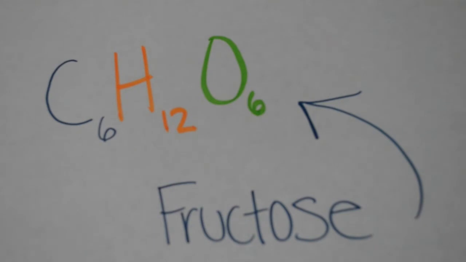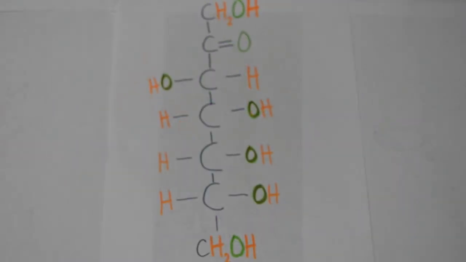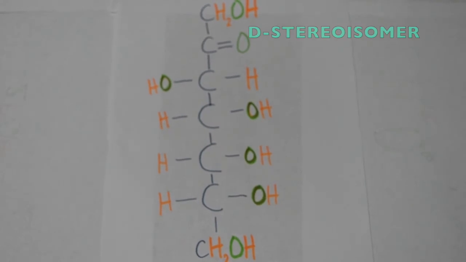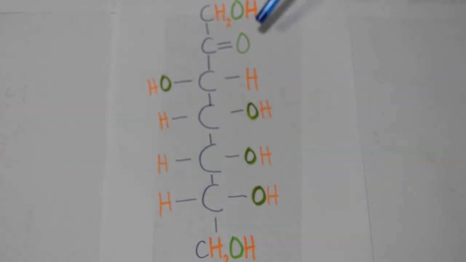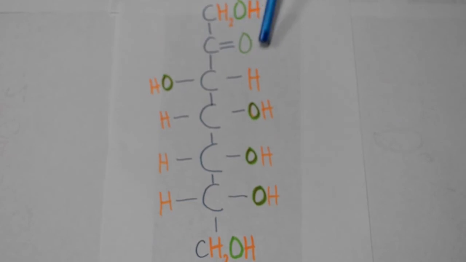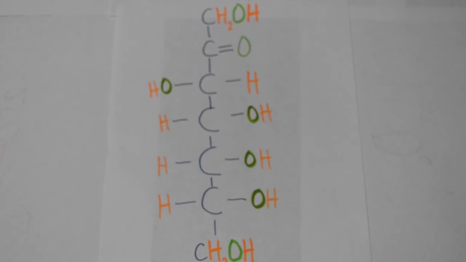This is a chemical formula of fructose. C6H12O6. This is an illustration of a Fischer projection of a D-stereoisomer fructose. It has 4 hydroxyl groups and is a ketone because the double bond from the carbon to the oxygen is not at the end. Fructose is a simple sugar or a monosaccharide typically found in fruit. Natural rich sources of fructose include honey and fruit juices.